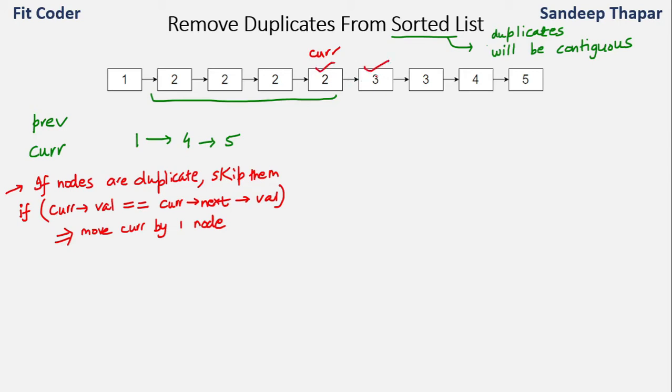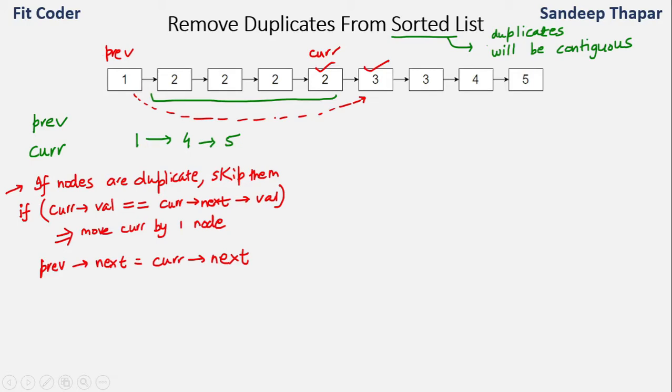Whenever we come across a situation where two contiguous nodes are not equal, we need to connect the previous node with this node. So if this is our previous, in that case, we'll need to connect previous next to current next. Previous is this one, so here we are connecting 1 with this 3. This is the main key point in this problem, that we need to skip the nodes which are duplicate.